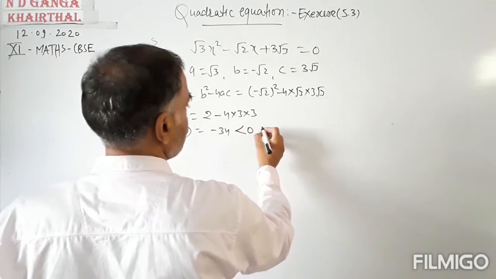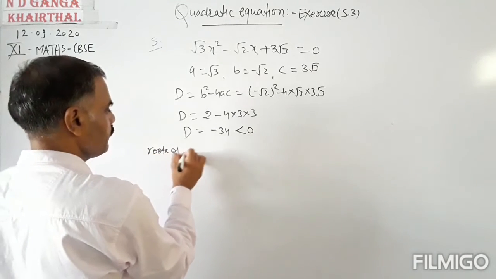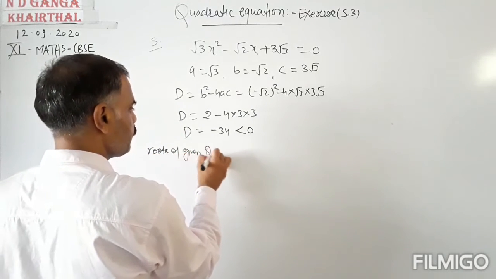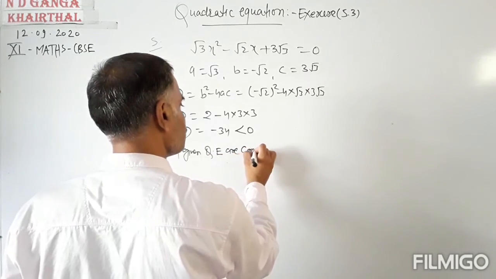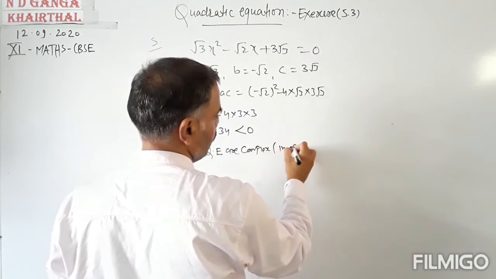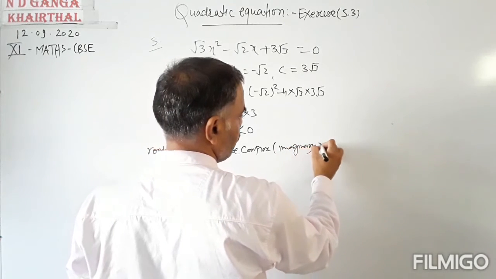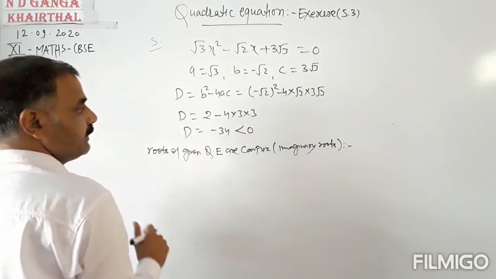Less than 0. So the roots of the given quadratic equation are complex roots, imaginary roots. Okay. Now we will find the roots.